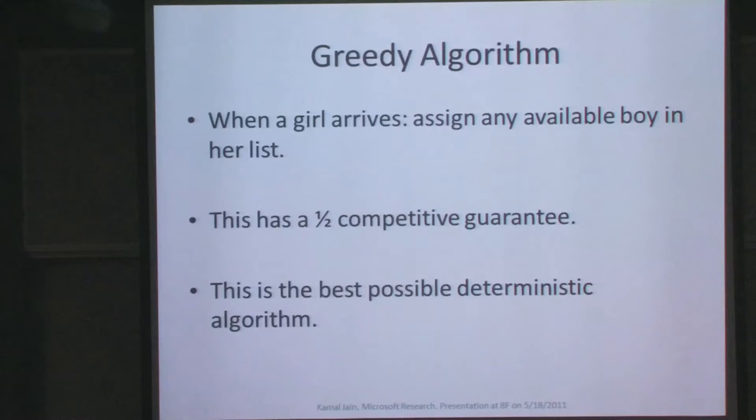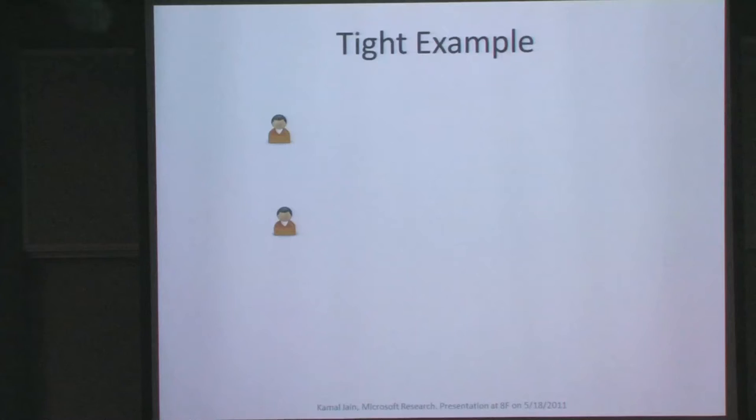You can show that if you just match a girl with any available boy where there's a mutual interest, you get a factor of half. You can get at least half of the marriages this way. And this is essentially the best possible deterministic algorithm. This is an example. This girl you map to this boy, and then this girl liked this boy too. Then you can't match. So you get only one, where the optimal could have been two.